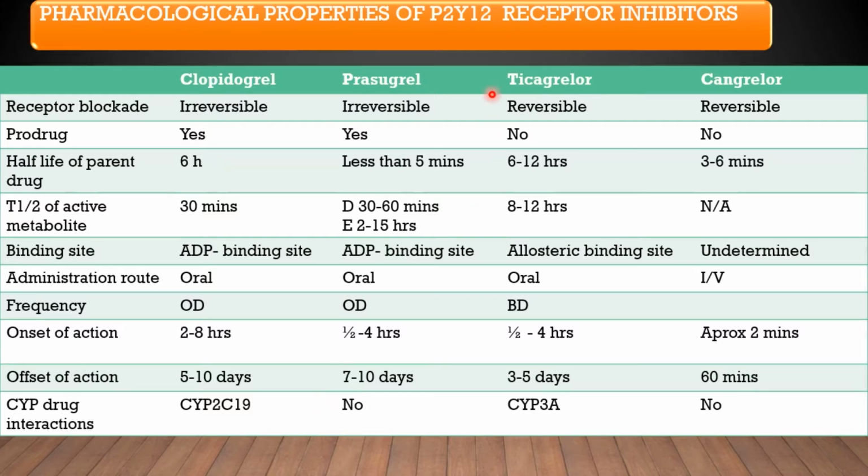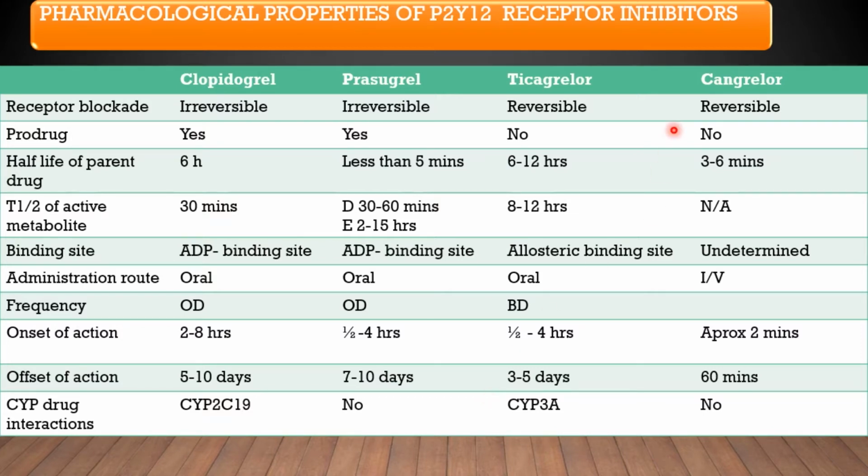With regards to ticagrelor, it is a reversible inhibitor. It is not a prodrug. The half-life of the parent drug is 6 to 12 hours. The elimination half-life of this drug is 8 to 12 hours, and it has an allosteric binding site. It is administered orally in a BD dose fashion, with an onset of action 30 minutes to 4 hours, offset of action 3 to 5 days, and it has CYP drug interactions.